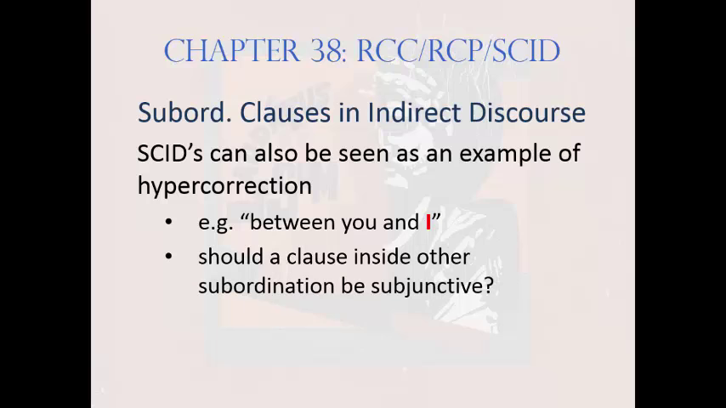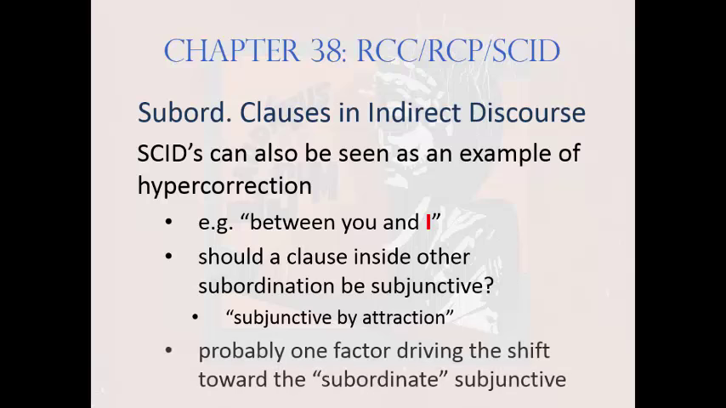Which raises an important issue. If a clause is inside some sort of construction which doesn't have an indicative verb, should the clause be non-indicative too? Should it be subjunctive just because its immediate neighbors are? Just exactly this happens sometimes in Latin, a principle grammarians call subjunctive by attraction. Almost certainly another factor driving SCIDs, and indeed the whole shift in the use of the subjunctive as a way of indicating subordination, not just uncertainty.